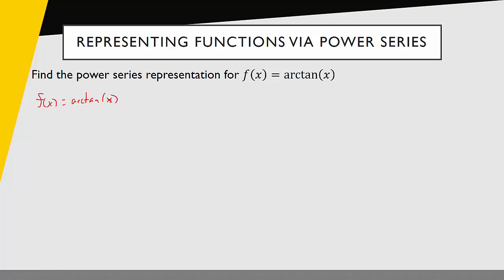Now I have to recall what I know about this function. One thing I know is that the derivative of arctangent is 1 over 1 plus x squared. Now when I see that, I look at 1 over 1 plus x squared, I realize that that's like one of my geometric series, and so I should be able to generate the series for 1 over 1 plus x squared using a substitution of my known series. So I will start with my known series. This one is equal to 1 plus x plus x squared plus x cubed plus dot, dot, dot.